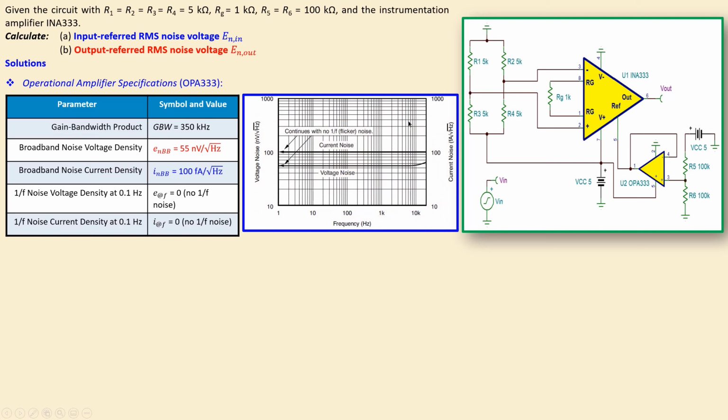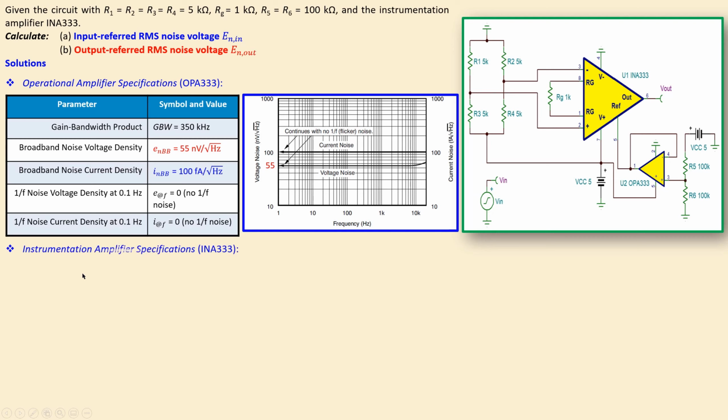You can also see that in this plot. This is just a graph from the datasheet of this operational amplifier. You can see this already says there's no 1/f noise or flicker noise. On the left side you can see the vertical axis for the input noise voltage spectral density, and on the right side you see the input noise current spectral density. You can see that this has a value of 55 just for the voltage, and this has a value of 100 for the noise current in the broadband region. So there's no 1/f in either.